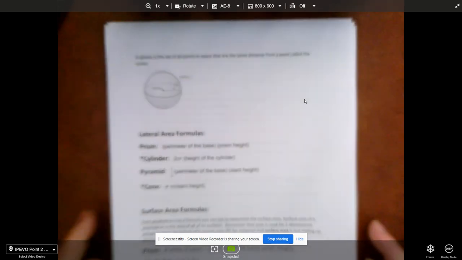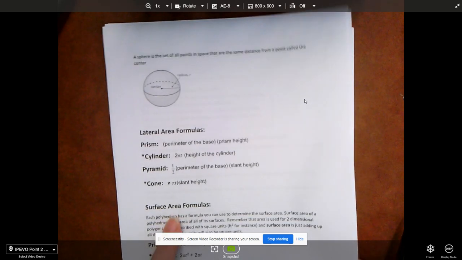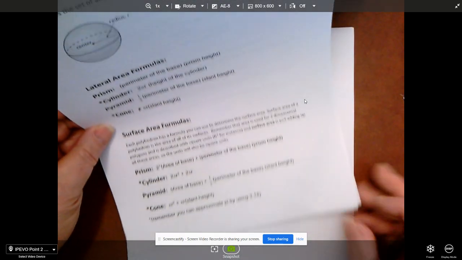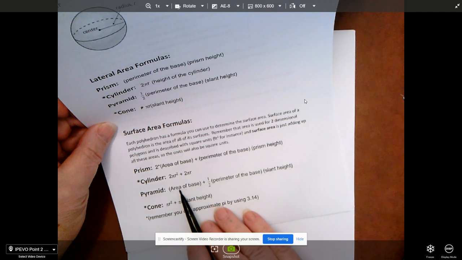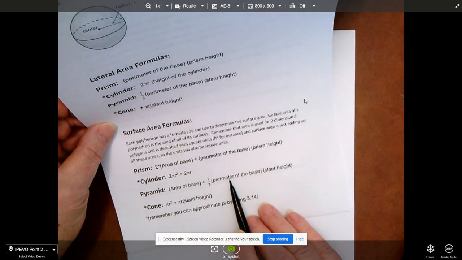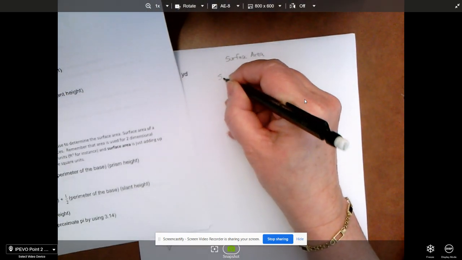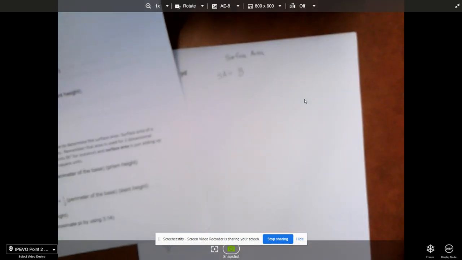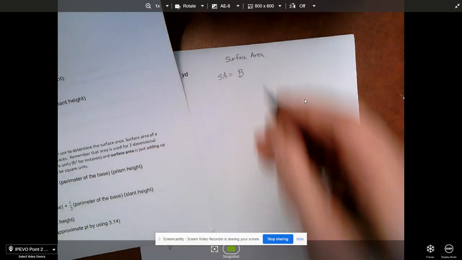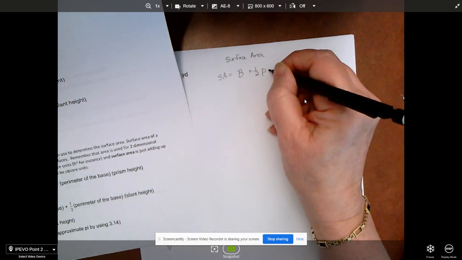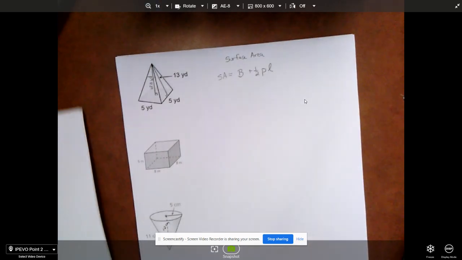So now we're going to go to the surface area formulas, and we are going to go down to a pyramid. And it shows you right here, the surface area of a pyramid is the area of the base plus 1/2 the perimeter of the base times the slant height. So let's write that down. So the surface area is the area of the base, and I'm going to use capital B to remind myself that's the area of the base, plus 1/2 the perimeter of the base times the slant height.